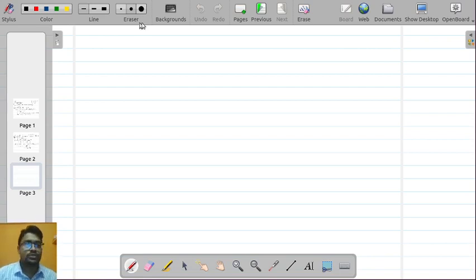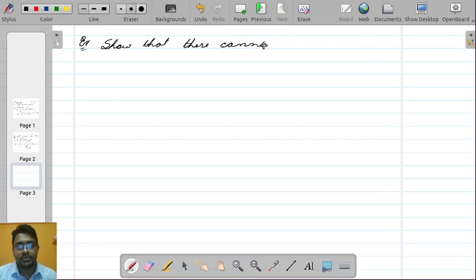So let us use these things to do this exercise. Show that there cannot exist any smallest positive real number. We cannot find any smallest positive real number.